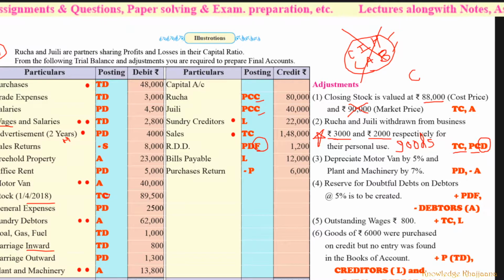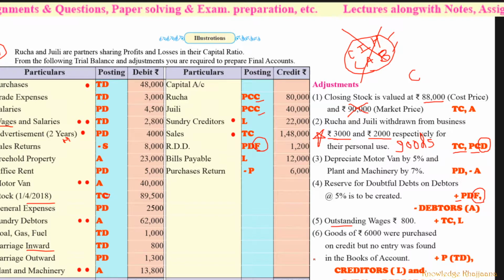Then reserve for doubtful debts on debtors at 5% is created. Reserve for doubtful debts, RDD, is that value. This is a new RDD because it is given in the adjustment. So the new RDD should be added to the profit and loss account debit side as per formula and deducted from the debtors on the asset side. Outstanding wages are rupees 800. See, they should be added to the wages on the trading account debit side, right? And should be recorded as a liability because those are outstanding.